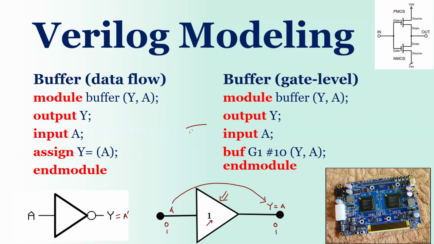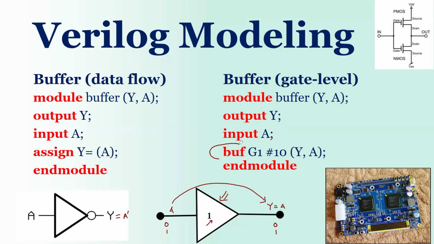How about writing the code for the buffer using gate level? As usual, write the first keyword module and the end module, and in between you write the code. Give a name to your circuit. I give it buffer. In brackets you have Y comma A, and that's it. Close the bracket and then semicolon. Then say output is Y semicolon. My input is A semicolon.